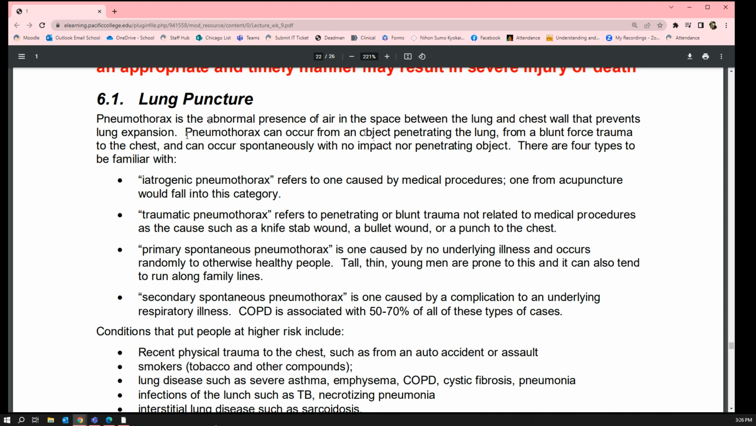It can occur from an object penetrating the lung, from blunt force trauma, or spontaneously with no impact or penetrating object. So the notes here talk about the different kinds of pneumothorax, essentially the different causes. We are responsible for iatrogenic pneumothoraces. These are ones caused by medical procedures. Those from acupuncture treatments would fall into this category.